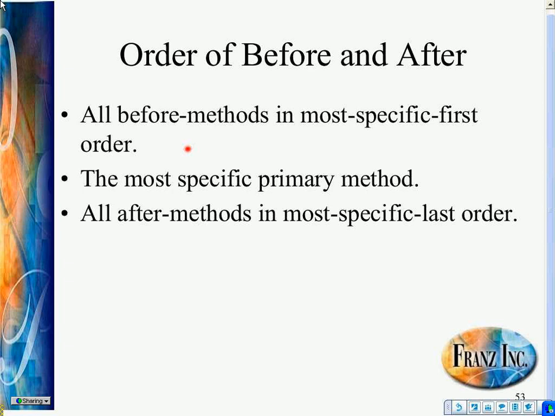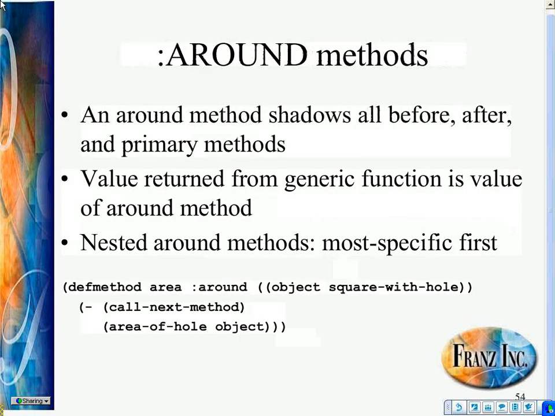It only runs one primary method. The most specific primary method is then run, and then all the after methods with the most specific last. And so if there were three after methods, it would run the one on T first, then the one on standard object, then the one on position. The point of this is that you can define after methods that do some kind of general cleanup and then do some slightly more specific cleanup all the way down to the most specific cleanup. And you can depend on all of these methods running, and from the least specific to the most specific.